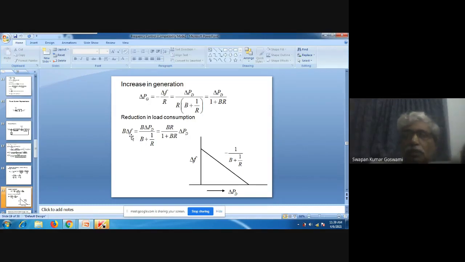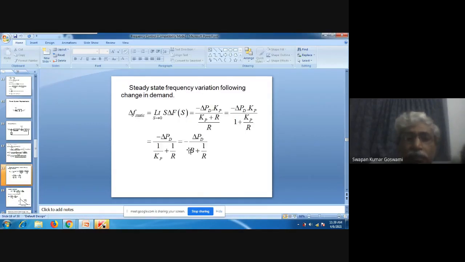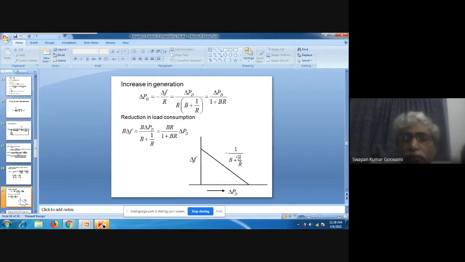So taking the action of the governor and the action of the load together, we get the frequency response of the total system that we can draw here. Del F and delta PD here. You see that del F by del PD is minus 1 upon B plus 1 upon R. This is the droop of the system.